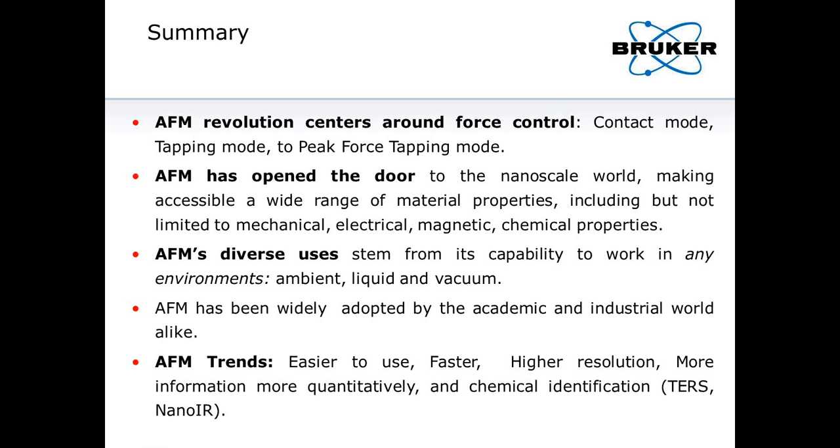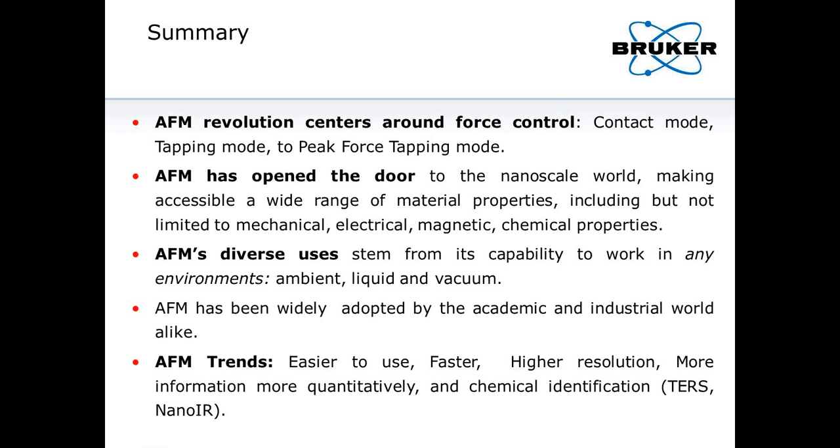And the trend is we want to make AFM easier to use so everyone can use it without spending too much time learning it, and make it scan faster so we can capture dynamic processes, and make the resolution higher as you do care about the tiny structures there.